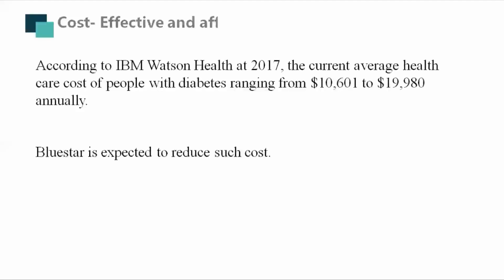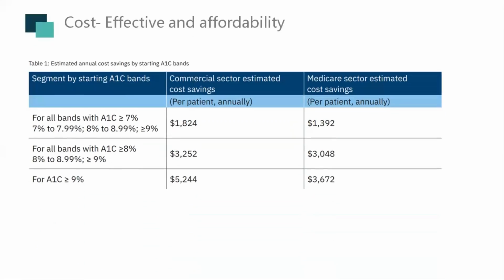This table is also from the IBM Watson Health, and for all bands of the A1C level, which are over 7%, the people can save $1,824 in the commercial sector, and in the Medicare sector, they can save $1,392 per year. And for people with A1C level over 9%, they can save more. They can save 5,244 in the commercial sector, and they can save $3,672 per year per patient.